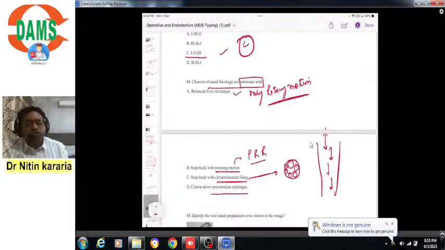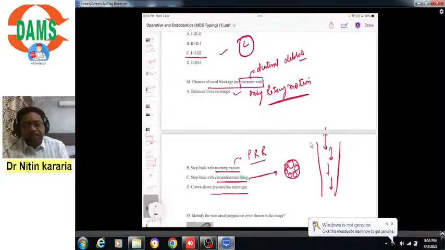Canal blockage occurs due to packing of dentinal debris. Whatever debris is generated due to cutting of the root canal, it is packed in front of the file. So whenever some sort of pressure is applied on the file, there are chances of canal blockage.